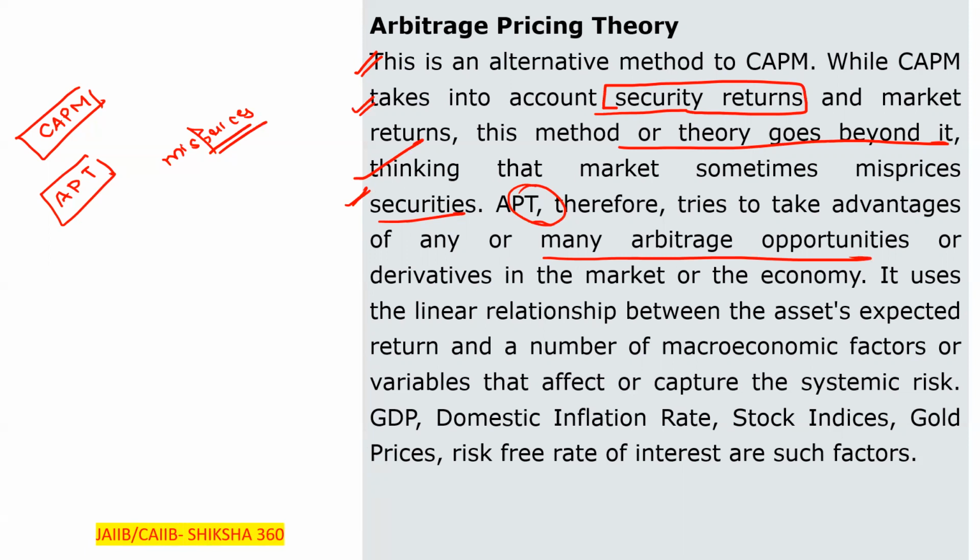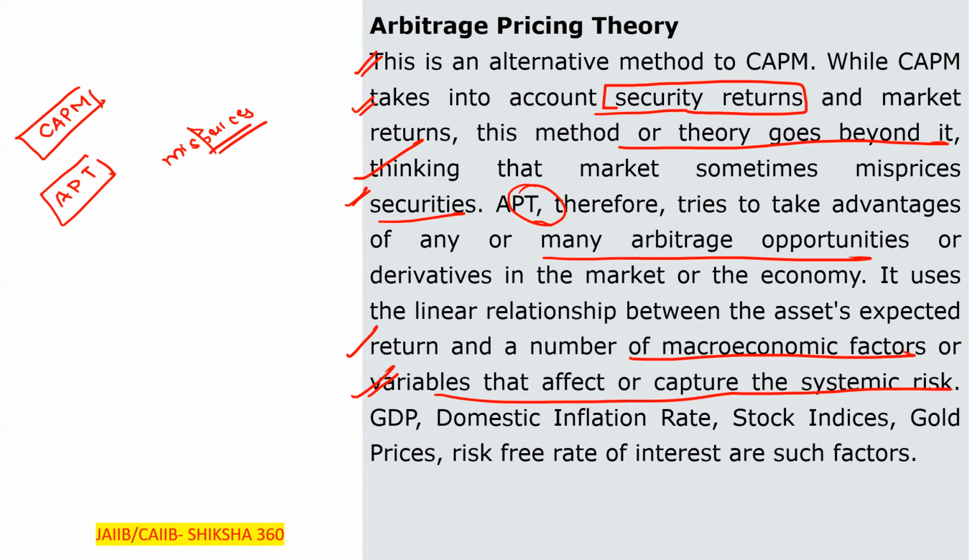It uses a linear relationship between the asset's expected return and a number of macroeconomic factors or variables that affect or capture the systematic risk.